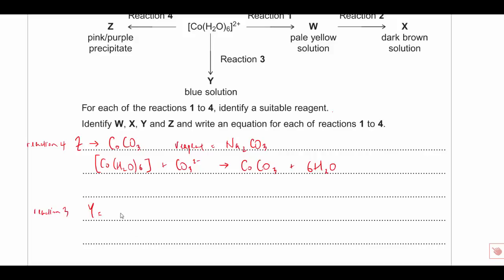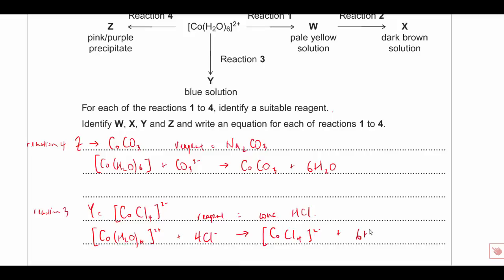So Y equals CoCl4 2-. Remember to get the charges correct. Reagent: I'm going to go concentrated hydrochloric acid, and then my actual reaction there, I'm going to put Co(H2O)6 2+ add, it's going to be 4 Cl-, isn't it? It goes to CoCl4 2-, which works out fine, balanced, and then 6 H2O. So that's Y.